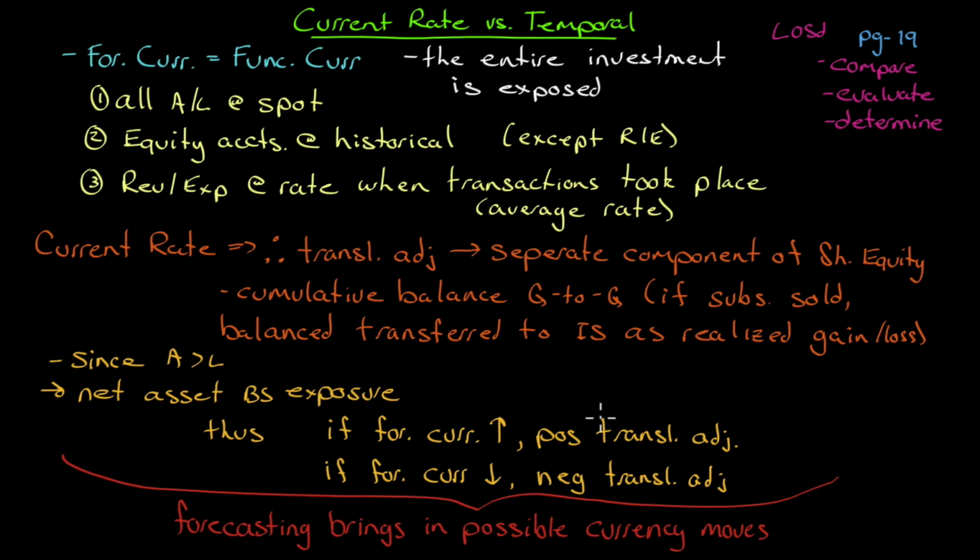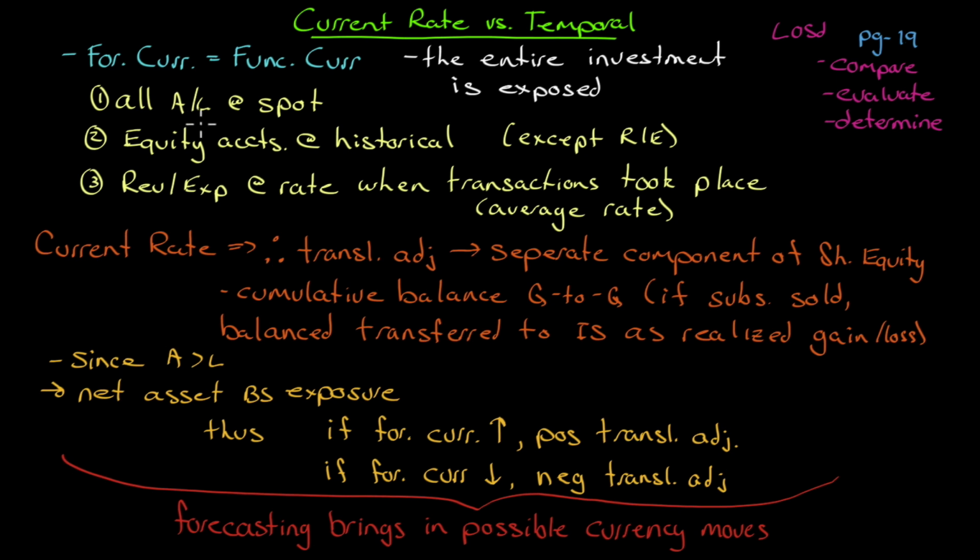Here's where we need to pay more attention now. When the foreign currency is the functional currency, the entire investment is exposed. Remember, there are 2 scenarios now, right? The presentation currency could be the functional currency, or the foreign currency could be the functional currency. Here, for our subsidiary, the foreign currency is its functional currency. It is different from ours from a presentation perspective. Hence, the entire investment, all the assets and liabilities are exposed at that point.